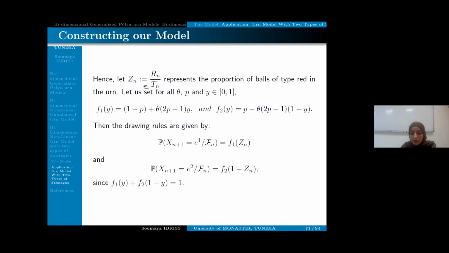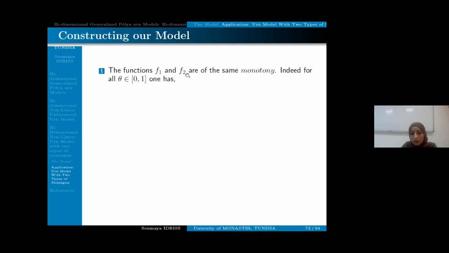So we suppose that Zn represents the proportion of balls of type 1, or type red. Then we set these two functions, f1 and f2, which are given by these linear forms. The drawing rules are given by these two rules. Here, since f1 plus f2 equals 1, the functions f1, f2 are of the same monotony. If p is greater than 1/2, then both functions are strictly increasing. If p is less than 1/2, then both functions are strictly decreasing.